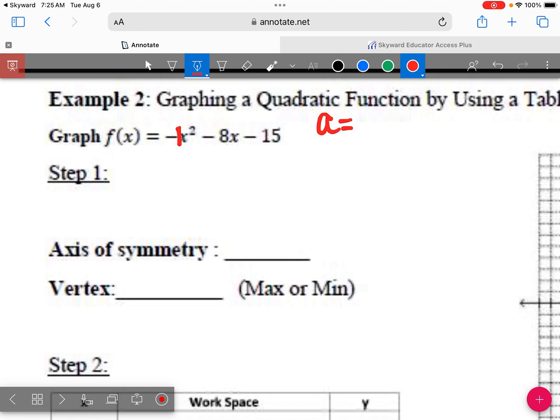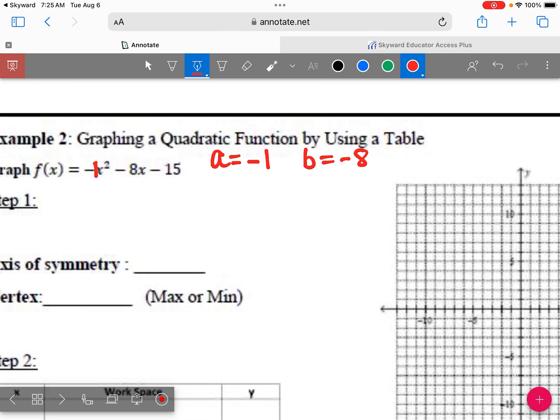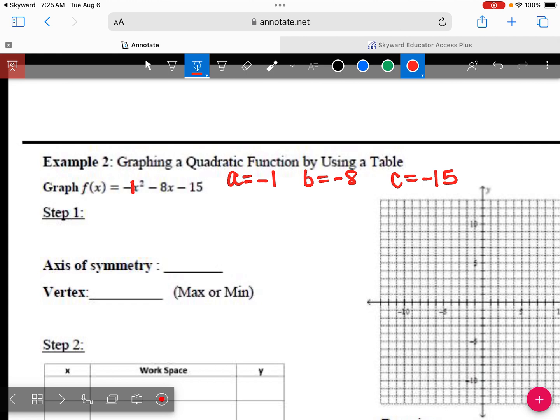So this one, A is -1, B is -8, and C is -15. So for this one, does everyone see that A is negative? In this example, our A value is negative, which means that this graph is going to be a frown.